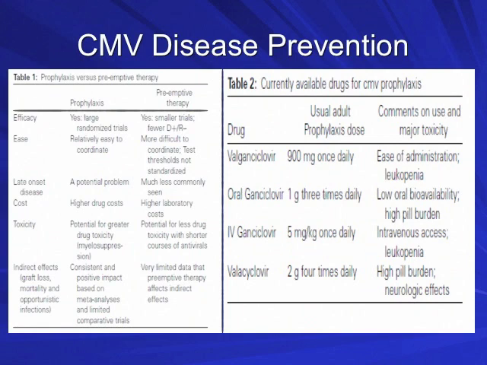But we do have a problem with late onset disease after you stop the prophylaxis. It tends to be less of a problem with preemptive therapy. Your drug costs are higher for prophylaxis. Your lab costs are higher for preemptive therapy. Toxicity is what tends to lean us one way or the other here, because you get significant drug toxicity with these anti-CMV agents.